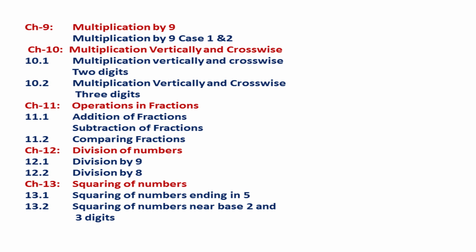After that, we'll see that in the process of multiplication, there are certain multiplications for which you do not have any formula or any shortcuts. In that case, what method should we use so that we can quickly multiply any two numbers, right? So multiplication by the vertical and crosswise method for 2 digits and 3 digits, that we'll see as our next topic. After that, we'll shift over to another topic, operations in fractions.